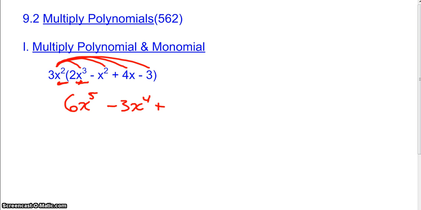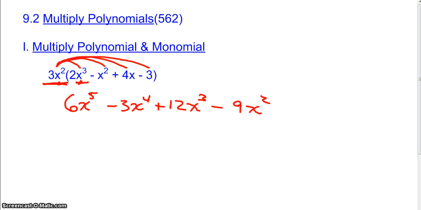Plus, we have 3x squared times 4x. And what would that be? Jack? Okay. He says 12, good, 12x to the 3rd. And then minus, we have 3 times 3x squared, which is 9 and an x, right? X squared. Okay, because this first term is a squared term.